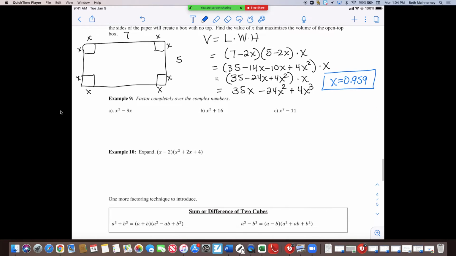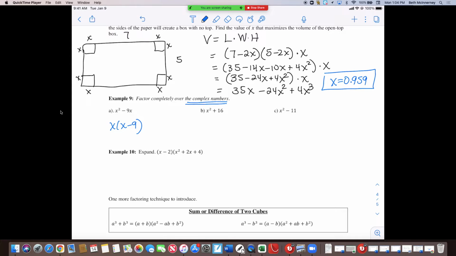All right, in example 9, I have factor completely over the complex numbers. And I want you to notice that I put complex, which means, what does complex numbers include? Imaginary. Okay, so in letter A, step 1 is GCF. What's the GCF in part A? X. I can't go any further.